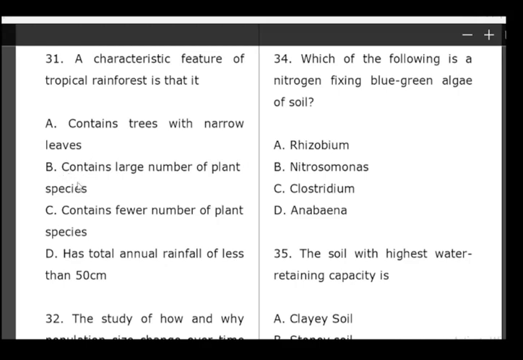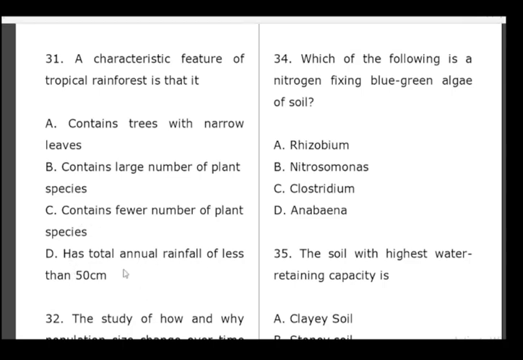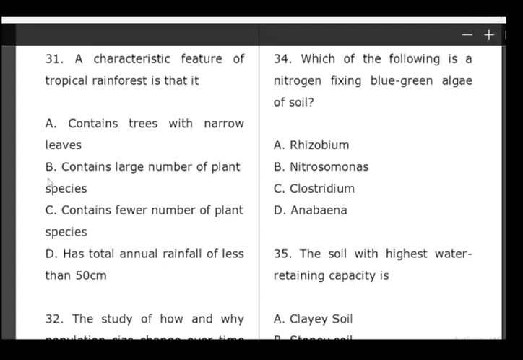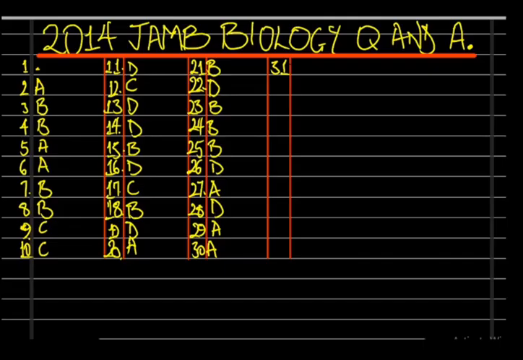Let's see if we have any other option. Option C there says contains fewer number of plants. That is not it. There will be large number of plants, like we have said earlier on. And then it has annual rainfall of less than, no, the annual rainfall in this environment is higher than 160 centimeter cube. So the answer to this question there is option B, which is saying that it contains large number of plant species. Option B.